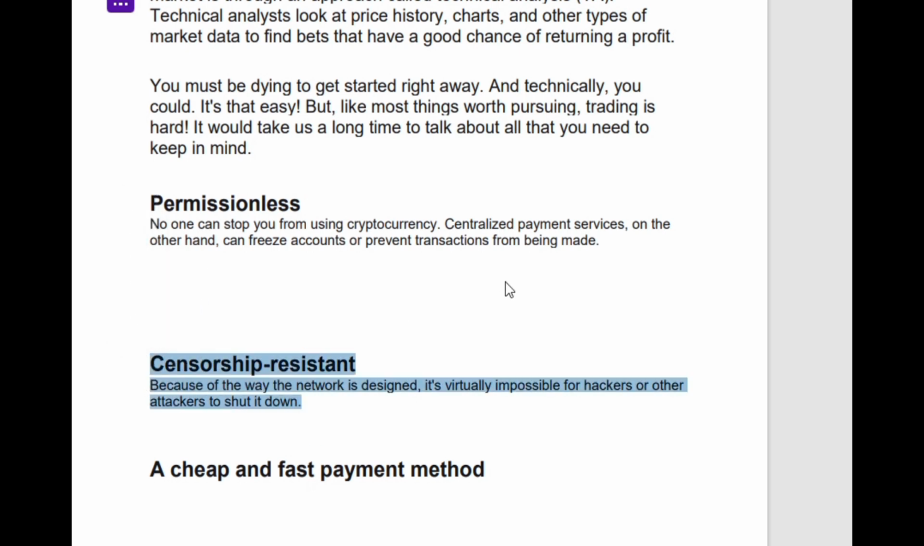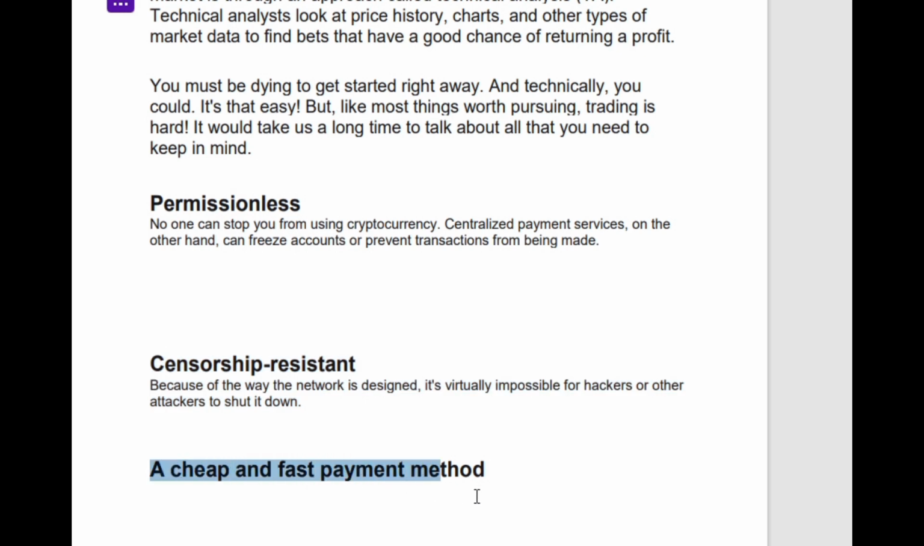Censorship. What is censorship? Censorship resistant, because of the way the network is designed, it is virtually impossible for hackers or other attackers to shut it down. It is simple: if you have been hacked or someone attacks you, they cannot shut it down. This totally secures your account and tells about the payment method.